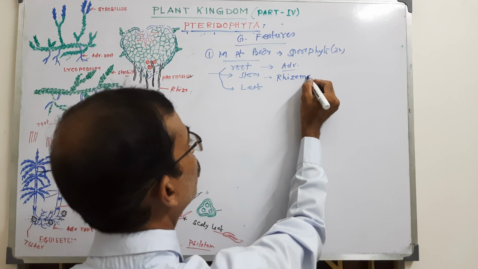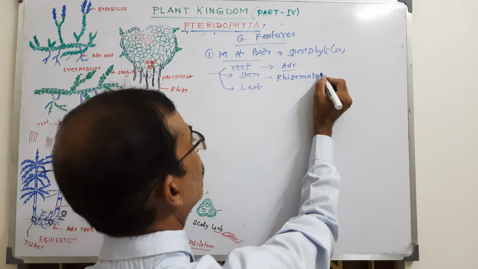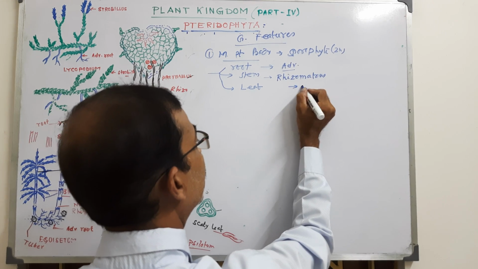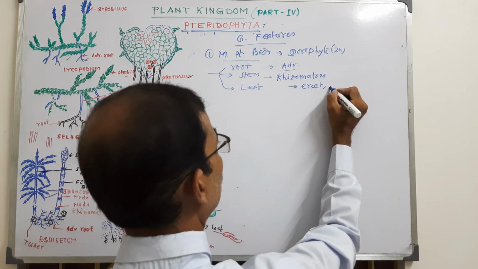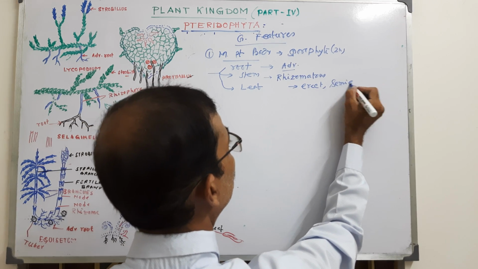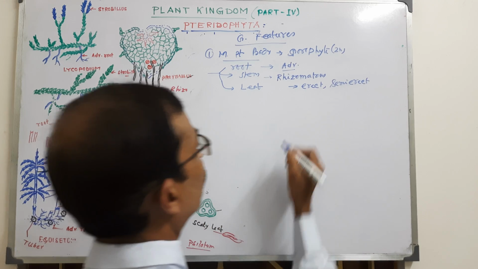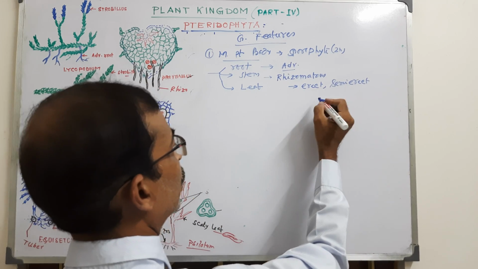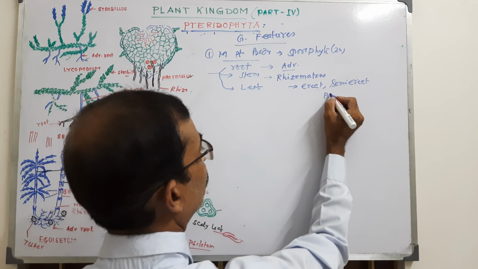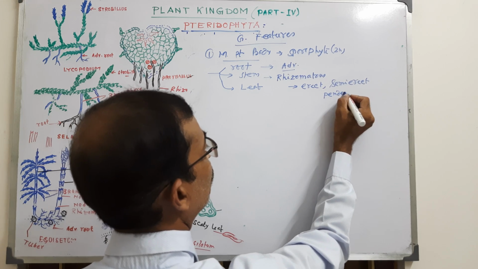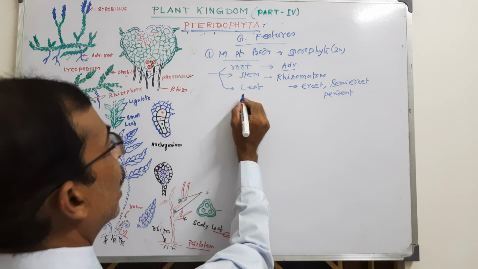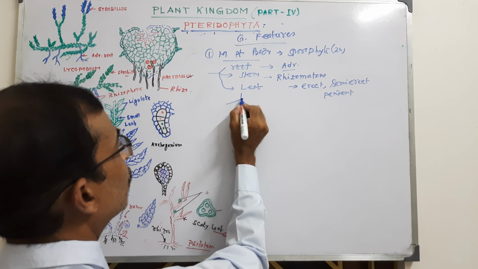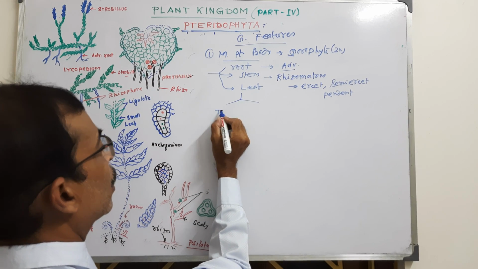About stem, stem is mainly rhizomatous. The rhizome may be erect, it may be semi-erect, or pendant, that is, it grows downward. Leaf, about leaf, they may be trophophyll, they may be scaly.